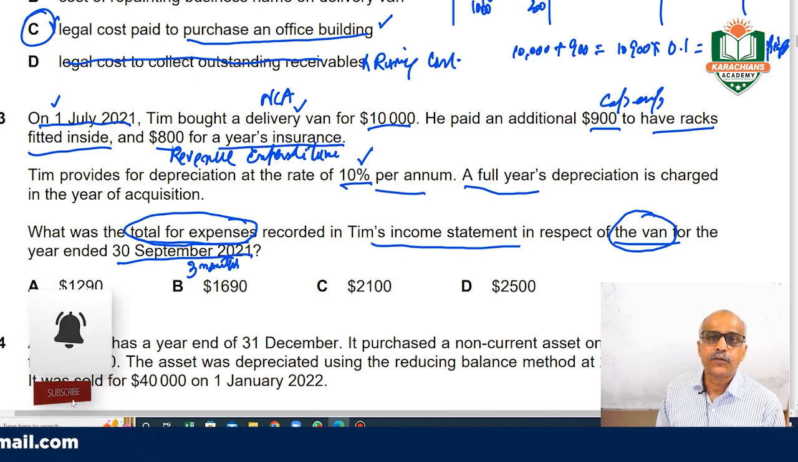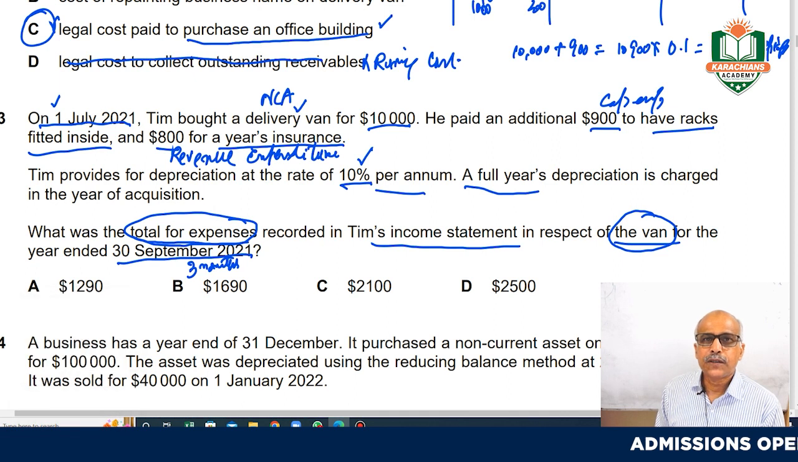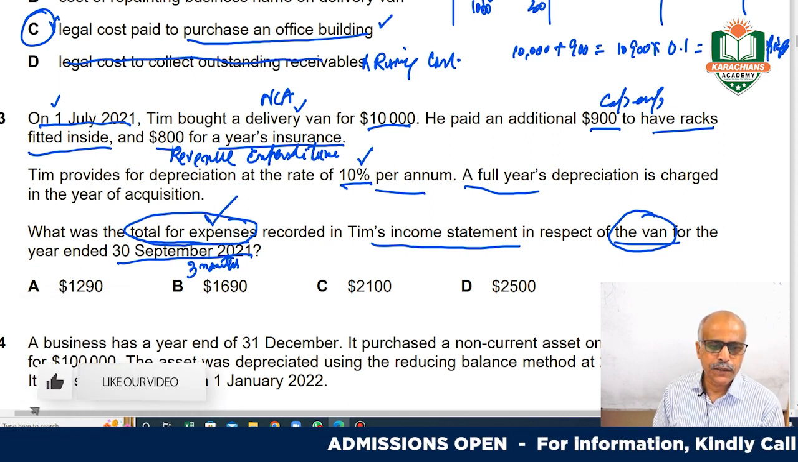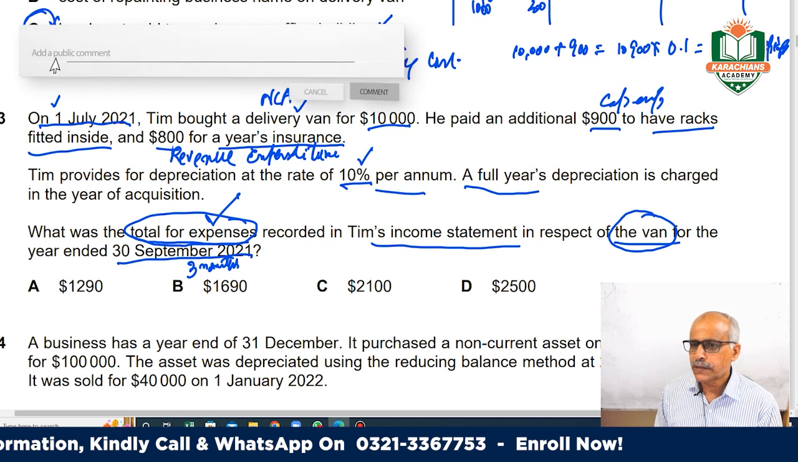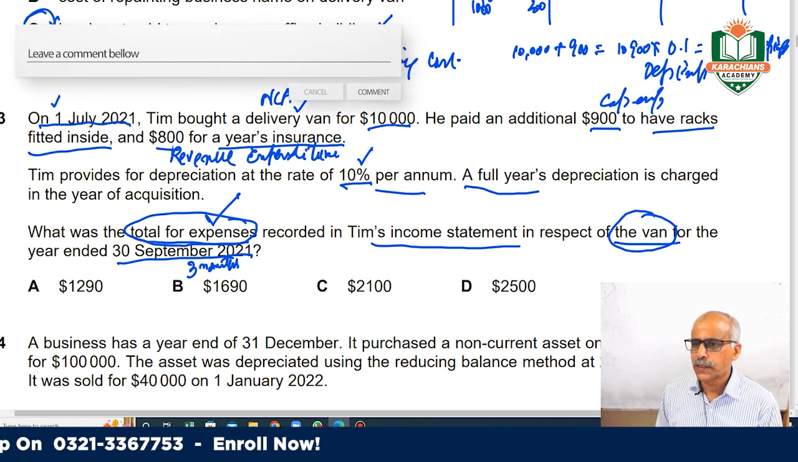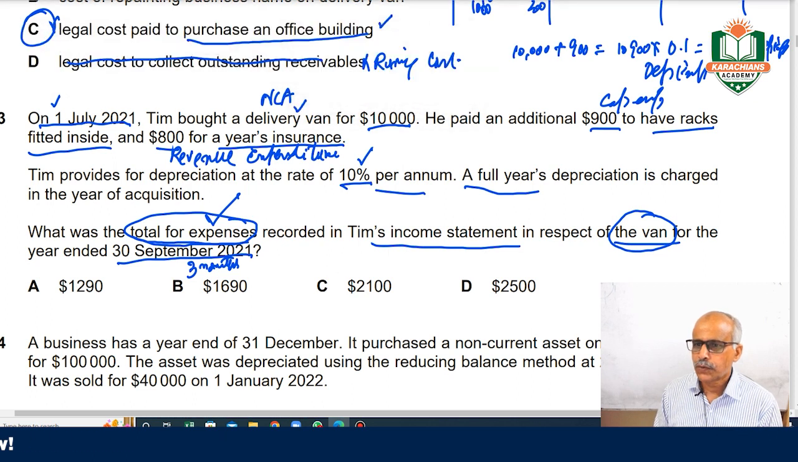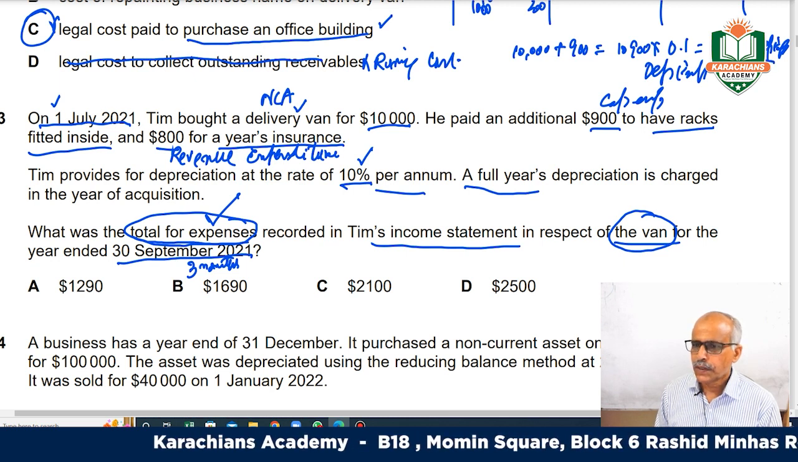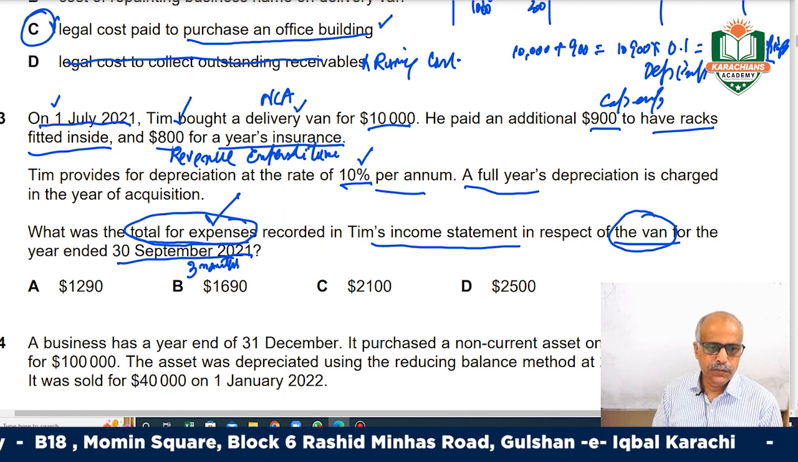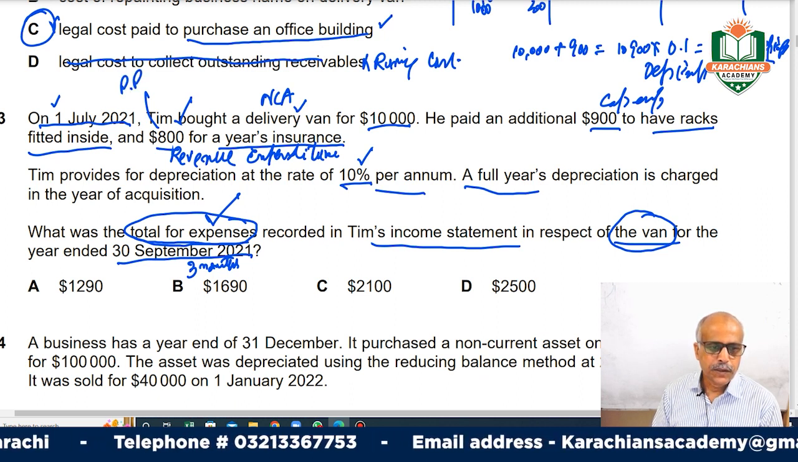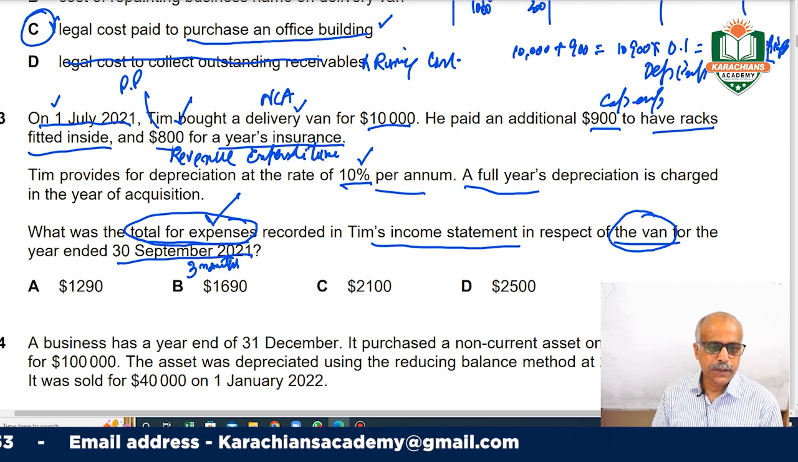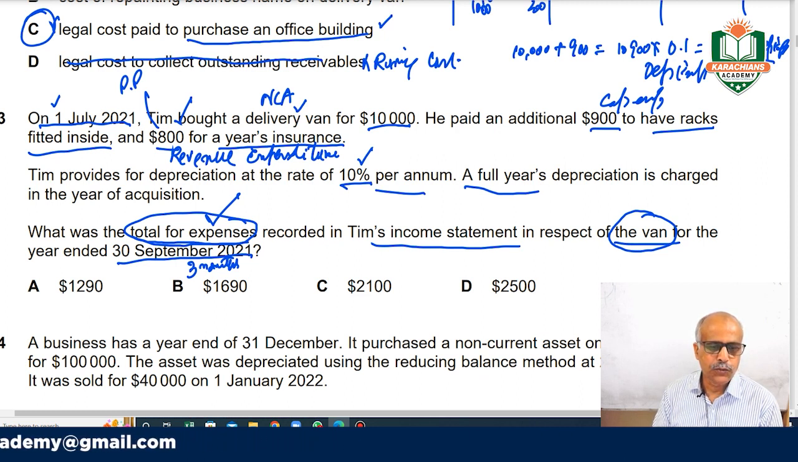So very carefully see, he is not asking you to give the expense of depreciation. What he is asking is total of expenses. He is asking total of expenses. So you have to consider all expenses. This one is your depreciation expense, 1090, and this insurance was also your expense for 1 year. So this 800 is prepaid. This is an asset, not an expense. But you incurred this on 1st July and it is paid for 1 year, 12 months, right?